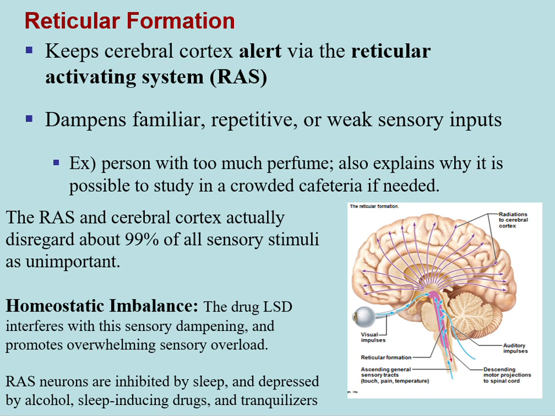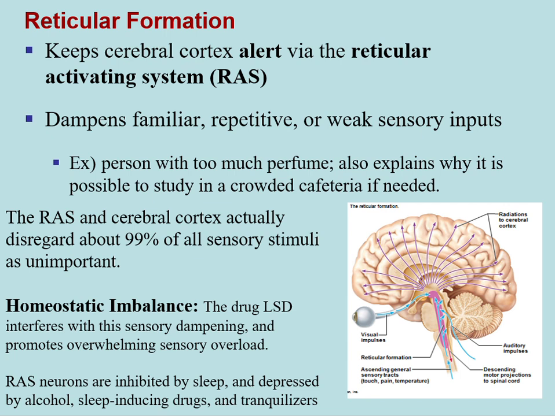Now, our second system that we're going to be looking at is the reticular formation, which really just keeps the cerebrum alert. It's also going to work with a secondary system called the reticular activating system, or RAS, and what it does is dampen familiar, repetitive, or weak sensory inputs. So say a person's wearing too much perfume, and they're always wearing too much perfume, but you get used to it because as you sit in a room, you're able to pay less attention to it.